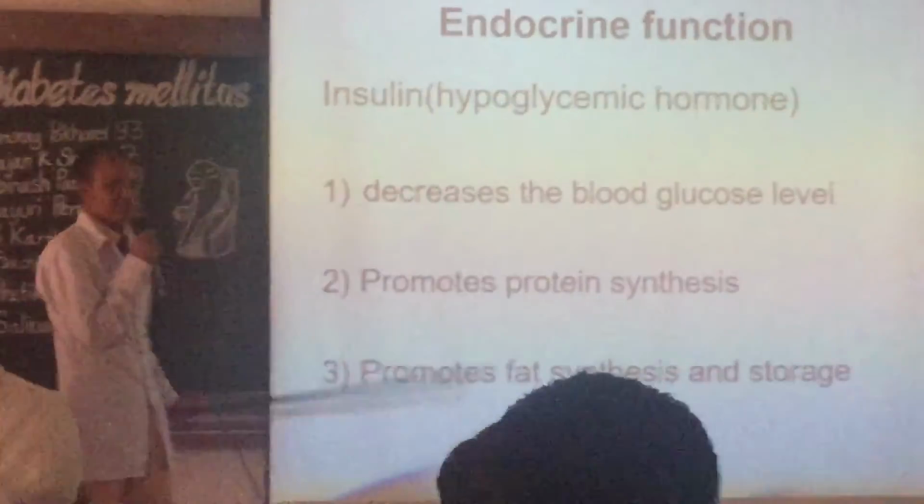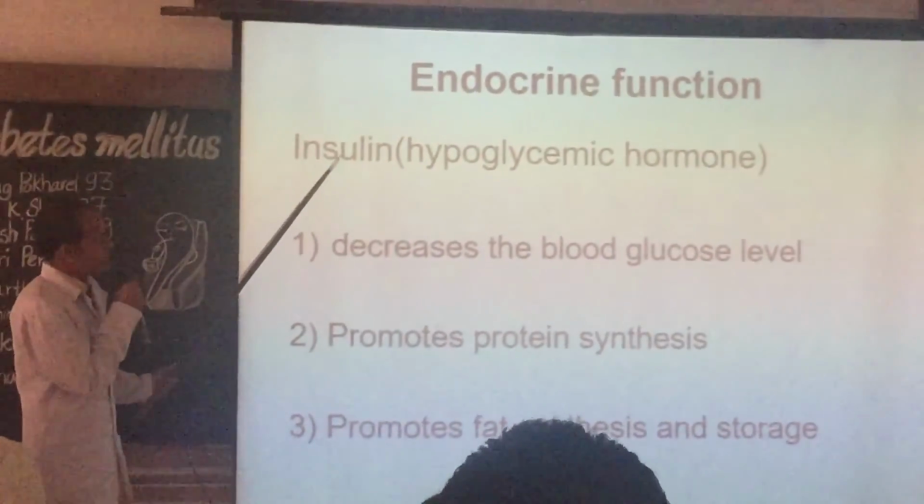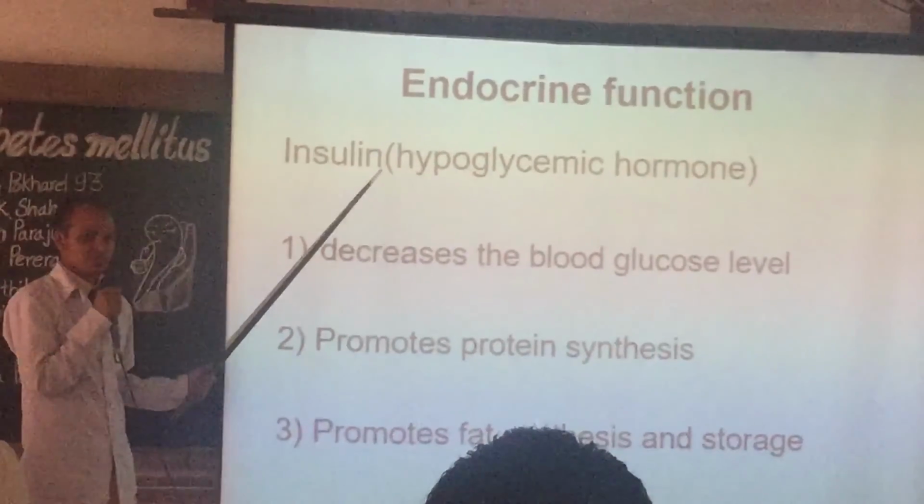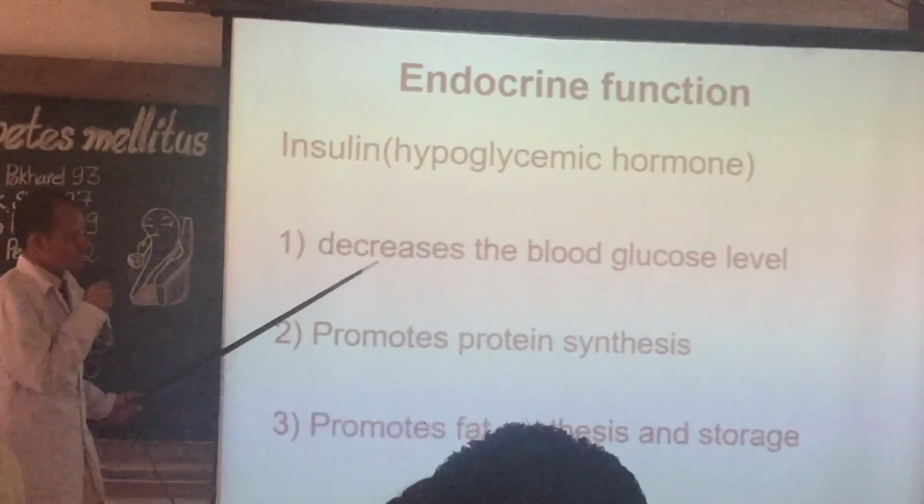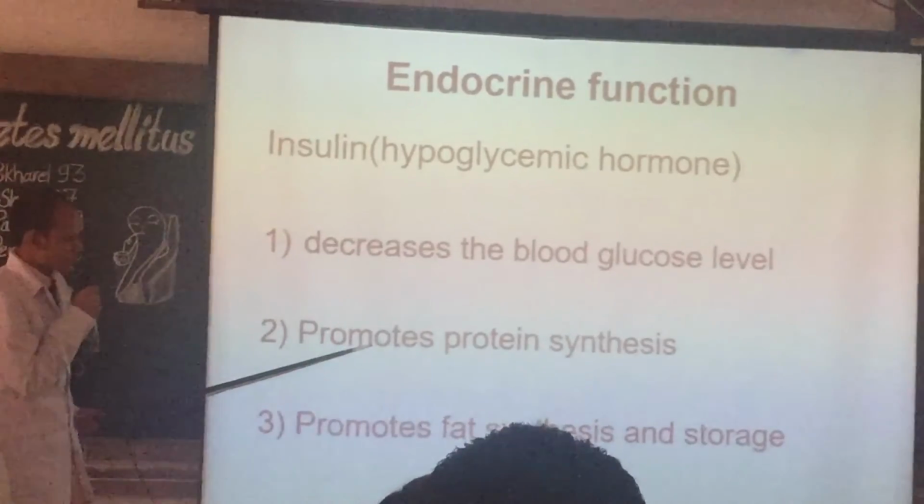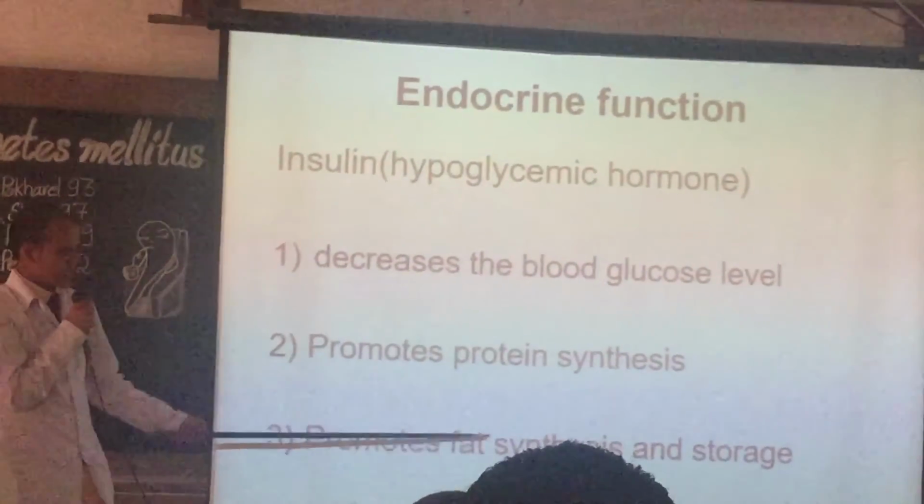Endocrine function is done by different types of hormones, like insulin. It is also known as the hypoglycemic hormone. It decreases the blood glucose level, it promotes protein synthesis, and it promotes fat synthesis and its storage.